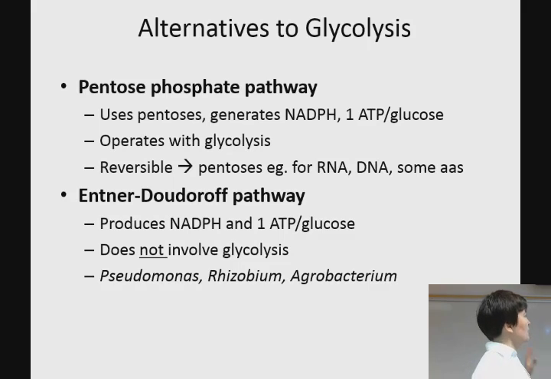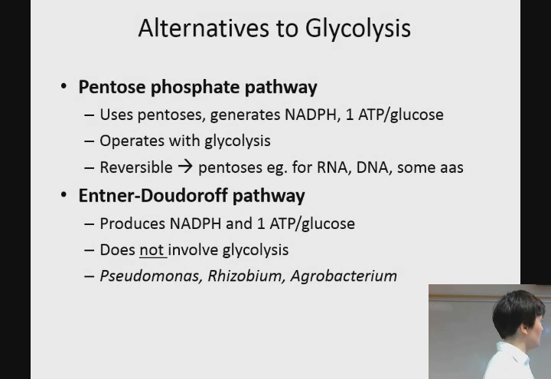Now, if we don't do glycolysis, we can do a couple of other things that are described in more detail in your textbook. So I'm just going to mention them now. The pentose phosphate pathway and the Entner-Doudoroff pathway. There's a couple of differences between these. These pathways are used for a variety of reasons. They allow you to be more flexible.